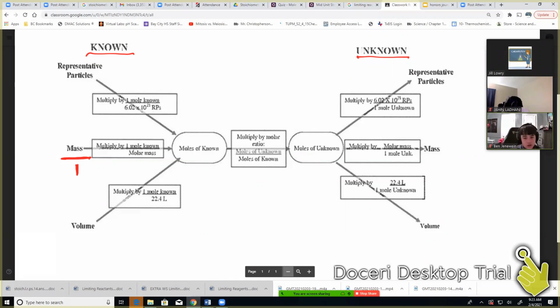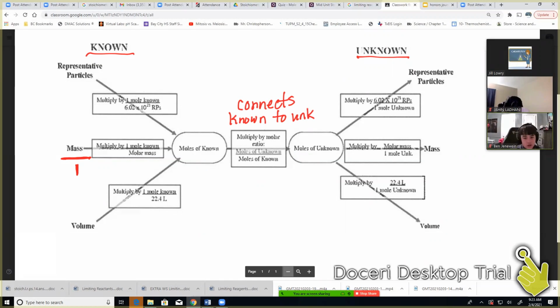All right, so let's put this into play. And remember that your molar ratio is always what connects your known to your unknown.